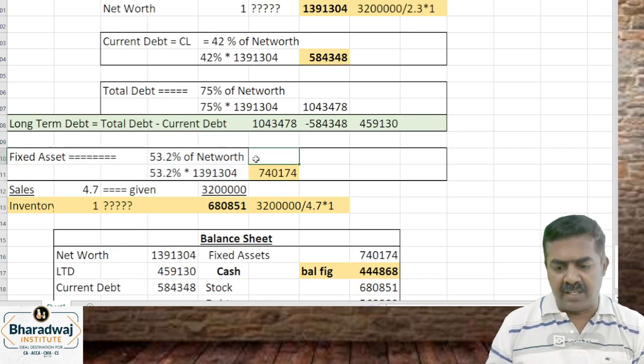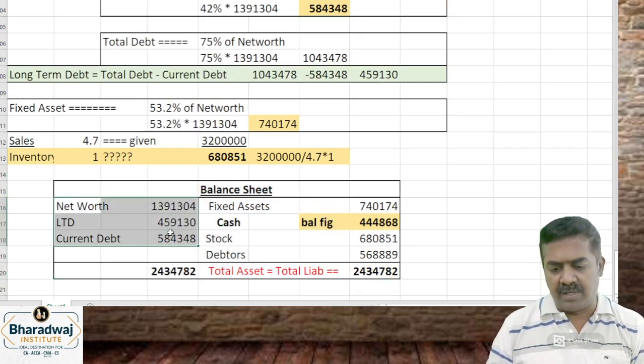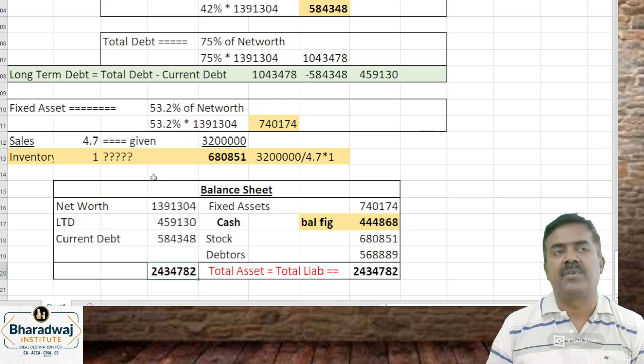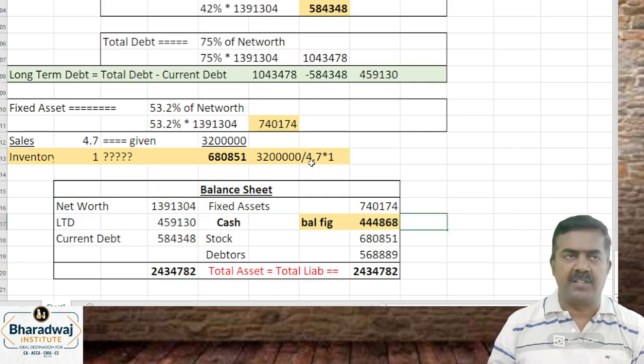Fixed asset 53.2% of net worth, we worked out. Sales to inventory is given as 4.7 is to 1. This 4.7 is 32 lakh. Now what is 1? Then we prepare the balance sheet. Net worth, long term debt, current debt, total of which one? Assets is equal to total of liabilities. Cash we get as the balancing figure in the balance sheet.